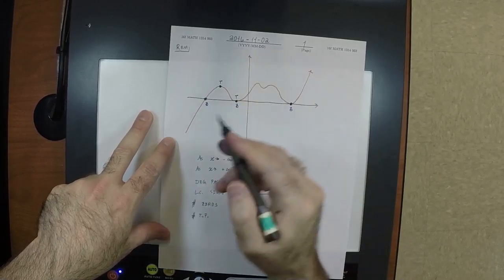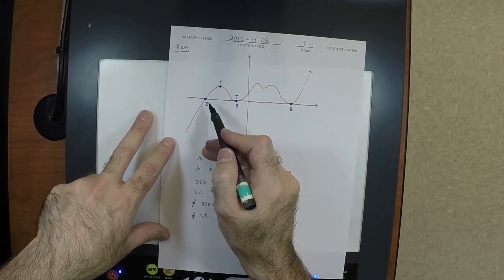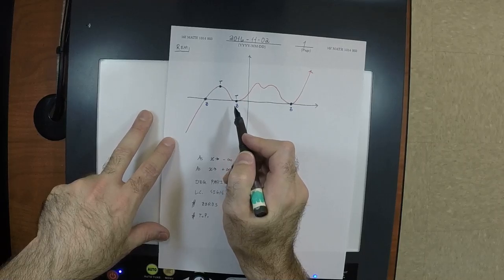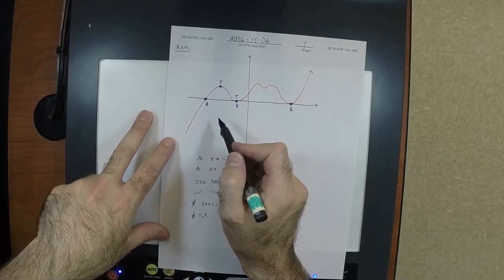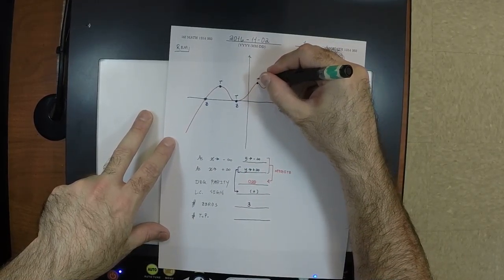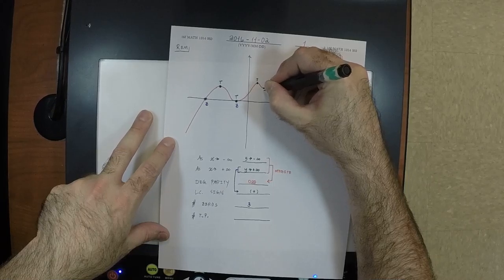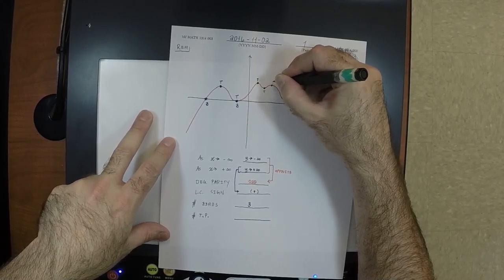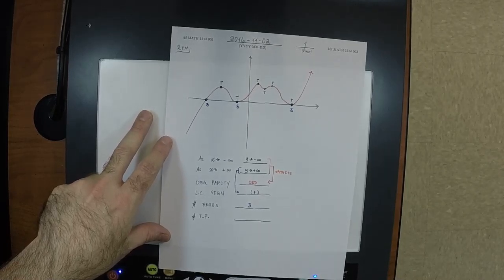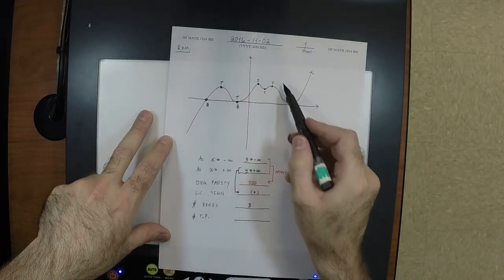I'd like for you to observe that here is a zero that is not a turning point. Here is a turning point that is not a zero. And here is a point that is both a zero and turning. So any combination is possible. Here's a turning point, here's a turning point, here's a turning point, and that's a turning point. So how many turning points were there? 1, 2, 3, 4, 5, 6.